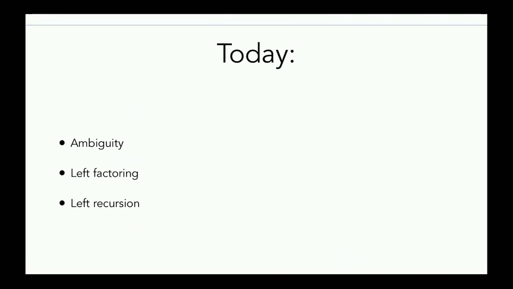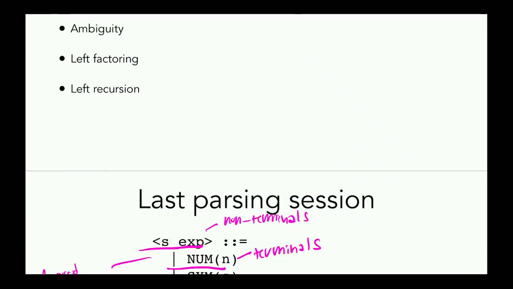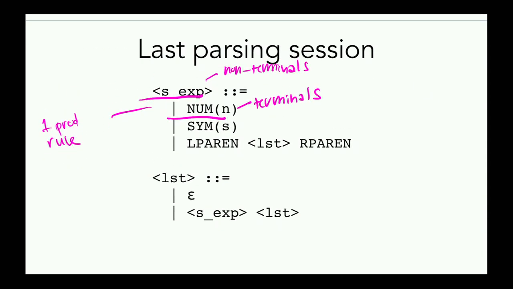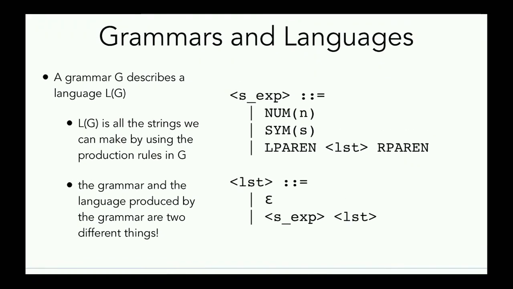So these are those three cons that I talked about: ambiguity, left factoring, left recursion. We're going to be talking about those for the rest of class today. Okay, last parsing session. This was the grammar that we dealt with. It turned out that this grammar had a bunch of nice features that we maybe weren't aware of, but that made it a lot easier for us to actually do what we ended up doing when we made that recursive descent parser.